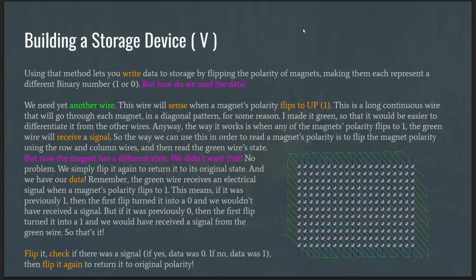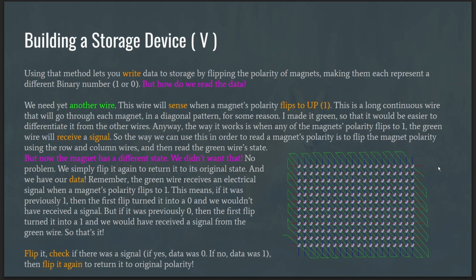So how do we read the data? Well, we need yet another wire. This wire will sense when a magnet's polarity flips to up. This is a long continuous wire that will go through each magnet in a diagonal pattern. For some reason, I made it green so that it'd be easier to differentiate it from the other wires. Anyway, the way it works is when any of the magnet's polarity flips to 1, the green wire will receive a signal. So the way that we can use this in order to read a magnet's polarity is to flip the magnet polarity using the row and column wires, and then we read the green wire state.